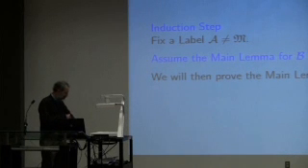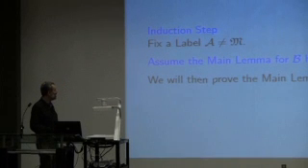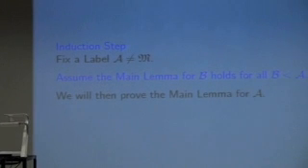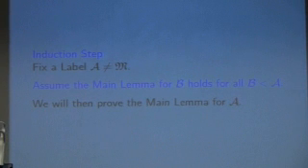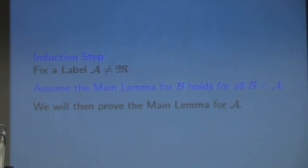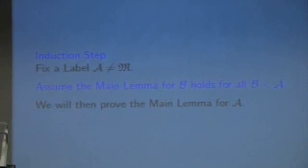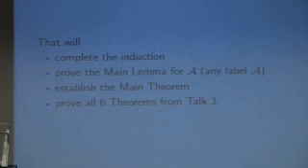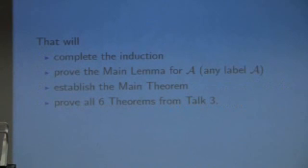Let's see how much time I have. Lots of time. Okay, so for the induction step, we fix a label script A other than the base case, so it's not script M, and we assume that the main lemma holds for all labels less than script A, and then we're going to prove the main lemma for script A. And if we can do that, we've accomplished the induction, proven the main lemma, proven the main theorem, and proven the 6 theorems from the last talk. So all we have to do is this induction step.